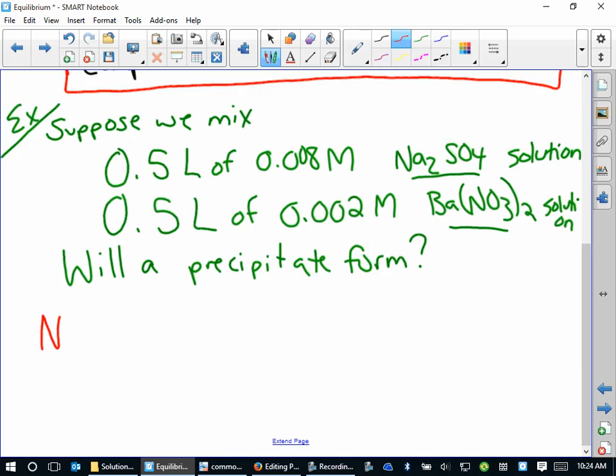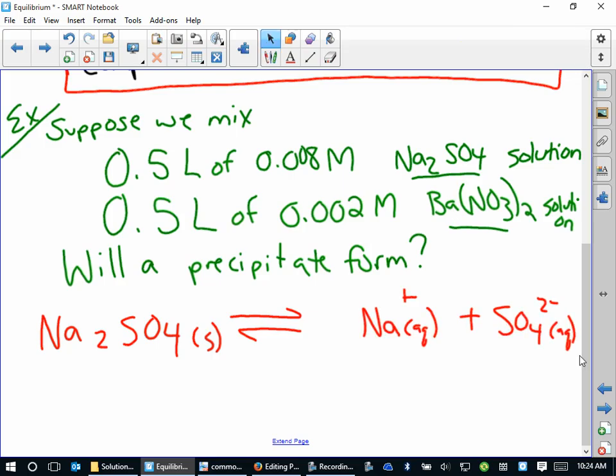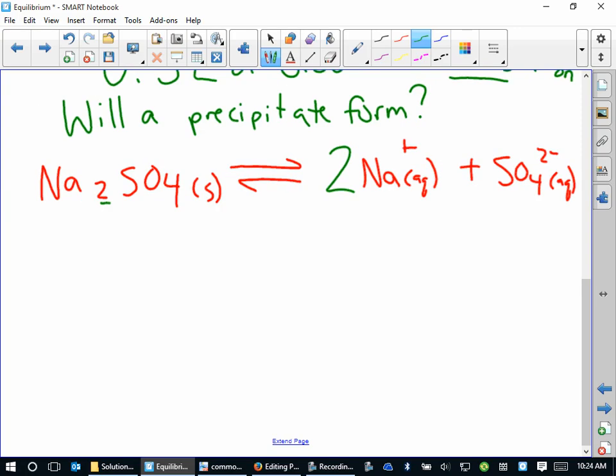So I have Na2SO4 solid, and it's going to go in solution to, we're going to have sodium, and we're going to have SO4. Okay, is this balanced? Well, no, it's not. There's 2 sodiums on the left side, so I'm going to need 2 sodiums on the right side. I'm purposely leaving some space here, so you're going to want to do that as well.